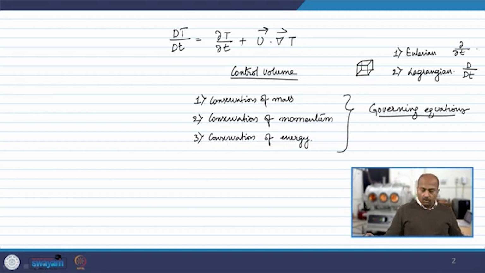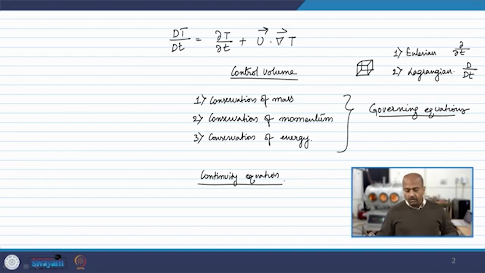Now, let us talk about conservation of mass. The conservation of mass results in what is called the continuity equation. We are familiar with the equation of continuity which enables us to understand how much mass, let us say, is coming into this control volume and how much mass is going out of this control volume, right. So, for an incompressible fluid, this equation of continuity will complement the other equations, for example, the momentum equation and all, right.